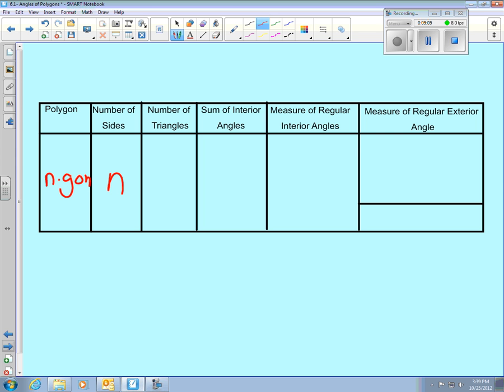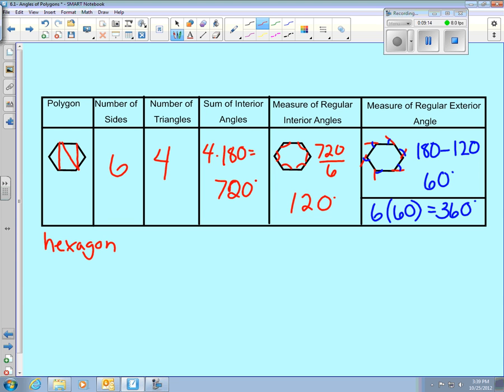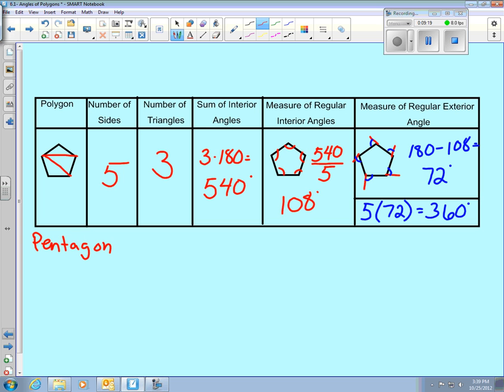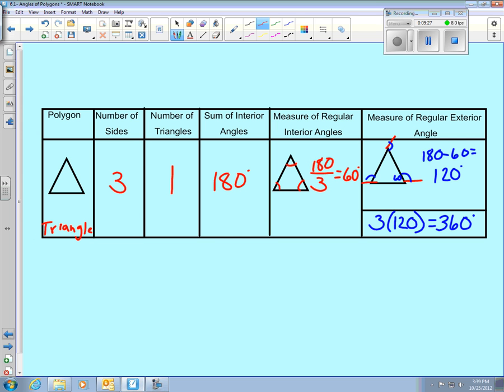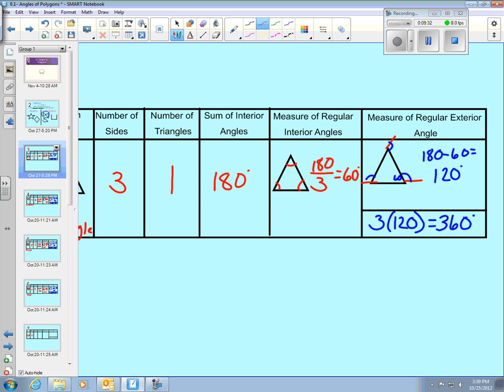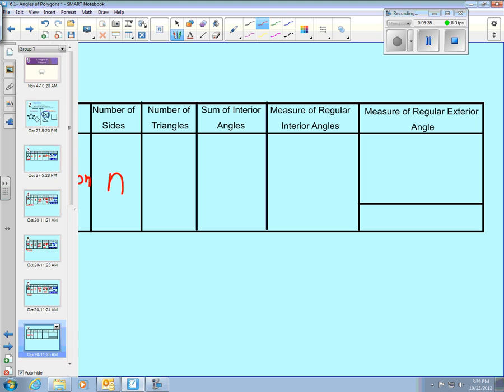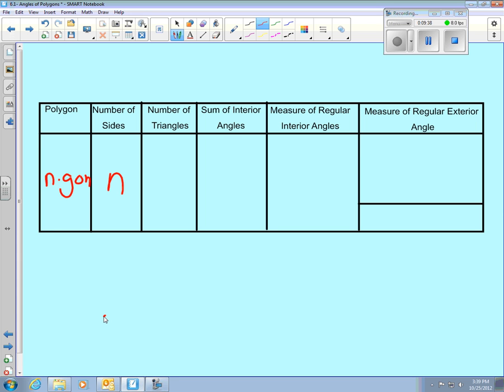Okay? So my number of triangles, well, if I go back and look at my previous slides, here I see my number of triangles is 4, my number of sides is 6. My number of triangles is 3, my number of sides is 5. My number of triangles is 2, my number of sides is 4. My number of triangles is 1, my number of sides is 3. So if we go ahead and put that here, I know that my number of triangles, if I was paying attention, was always 2 less than my number of sides. So we're going to call that n minus 2.